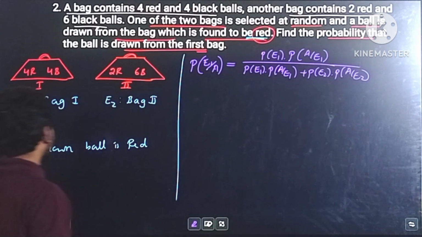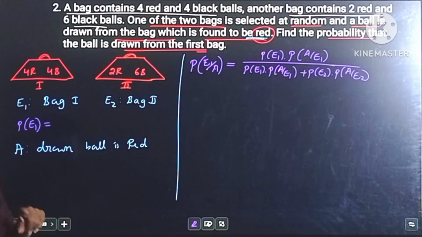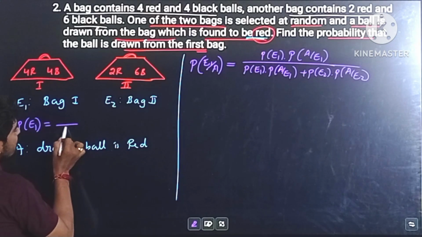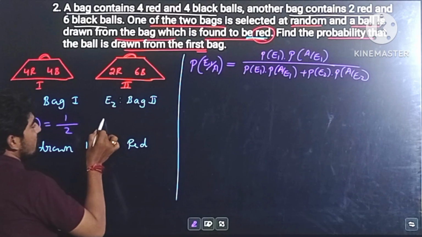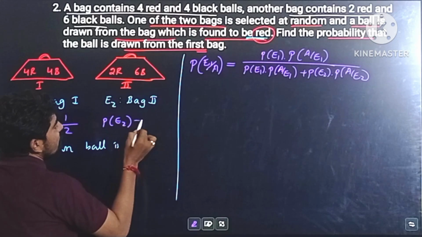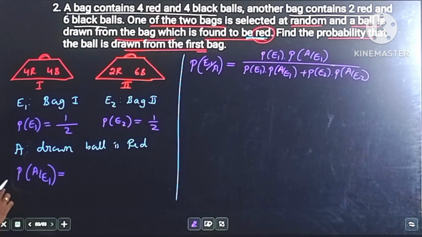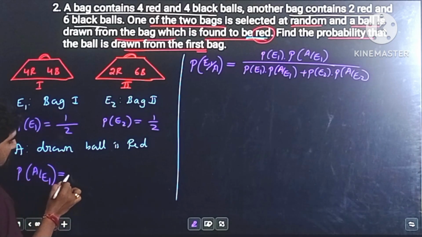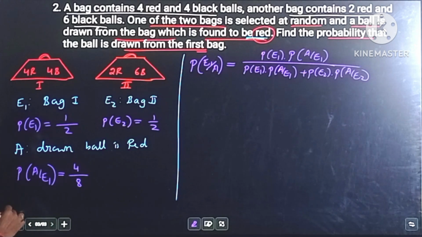The probability of E1 is nothing but the probability of getting bag 1. The total number of bags is 2 and bag 1 is 1. Therefore, probability of E1 is 1 by 2, and similarly, probability of E2 is also 1 by 2. We need probability of A by E1, the probability of the drawn ball being red from the first bag. The total number of balls in the bag is 8, out of which 4 are red. So 4 by 8 is the probability of A by E1.